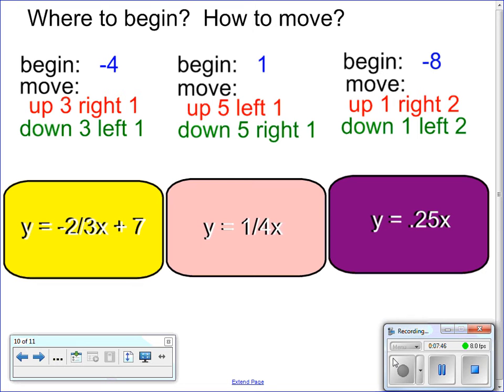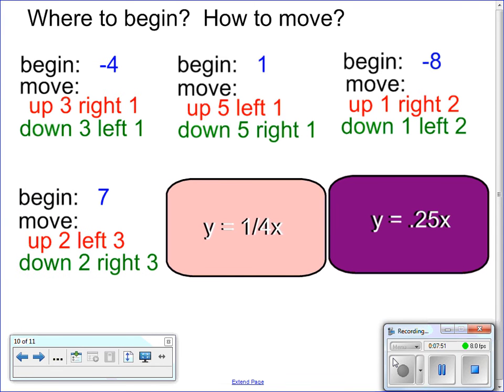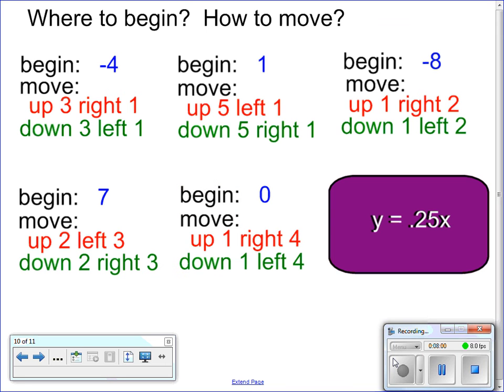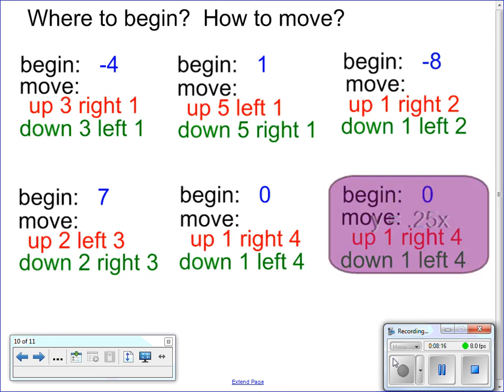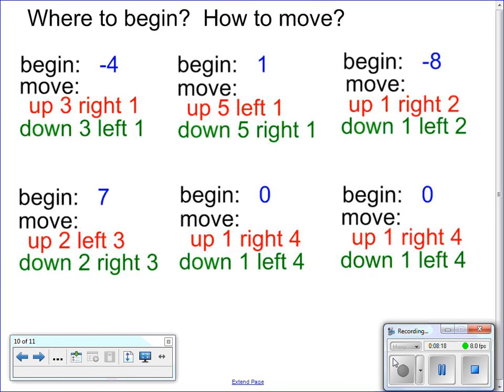In this fourth one, the yellow one, we're going to start at 7 and move up 2, left 3, or down 2, right 3. In this next one, we begin at 0, and we move up 1, right 4, or down 1, left 4. And this one is a decimal, and we have to have it as a fraction in order to graph it. So we know that 0.25 is 1/4, so we begin at 0 and move up 1, right 4, or down 1, left 4.